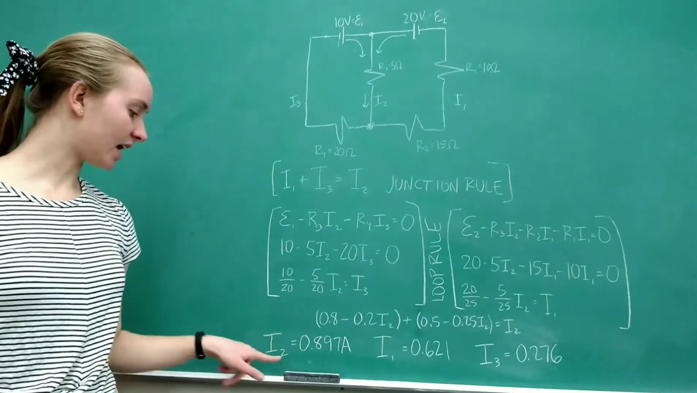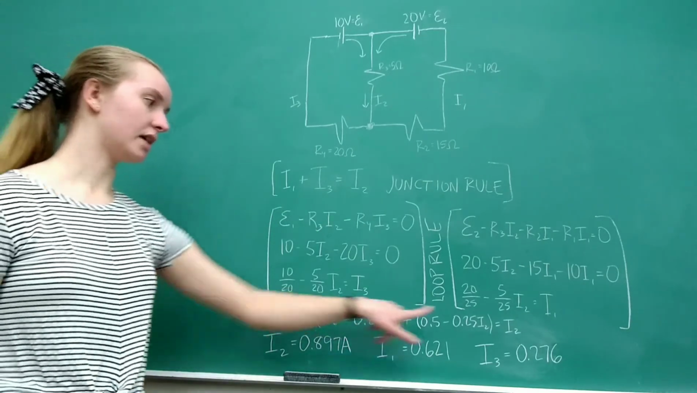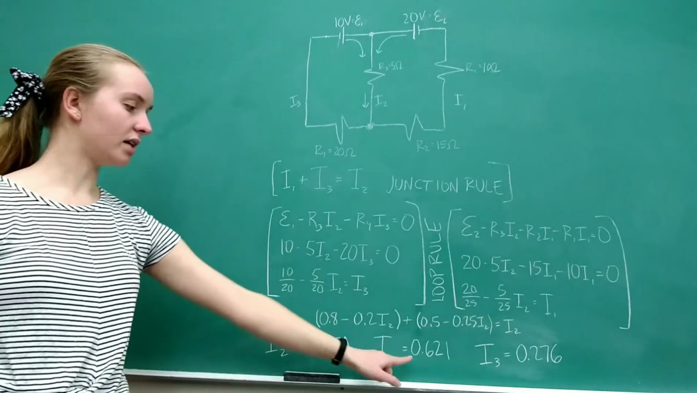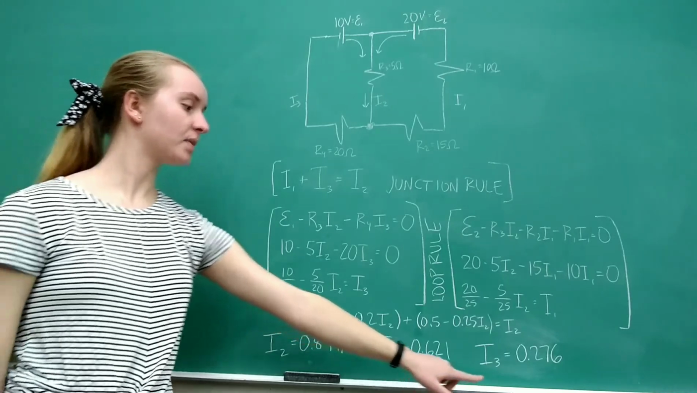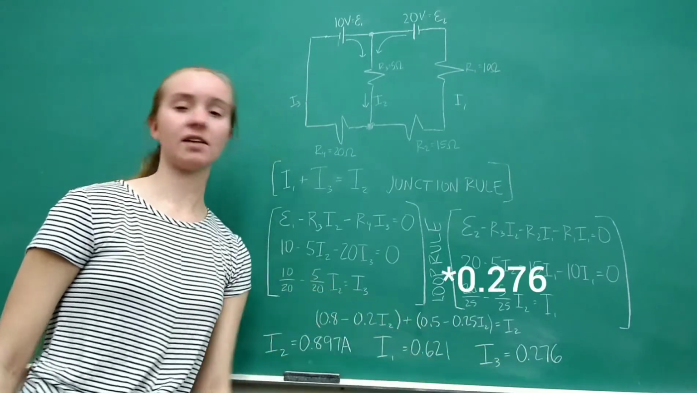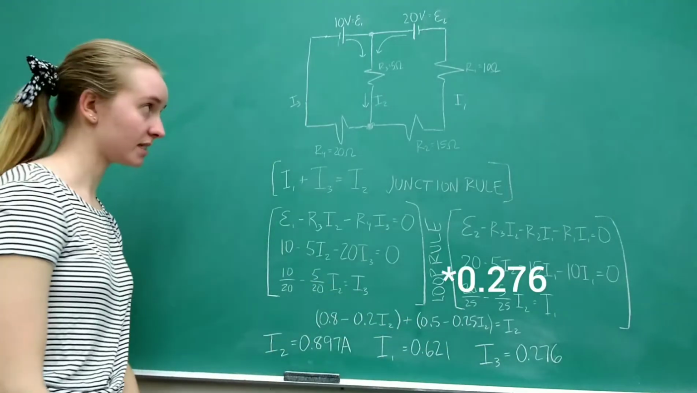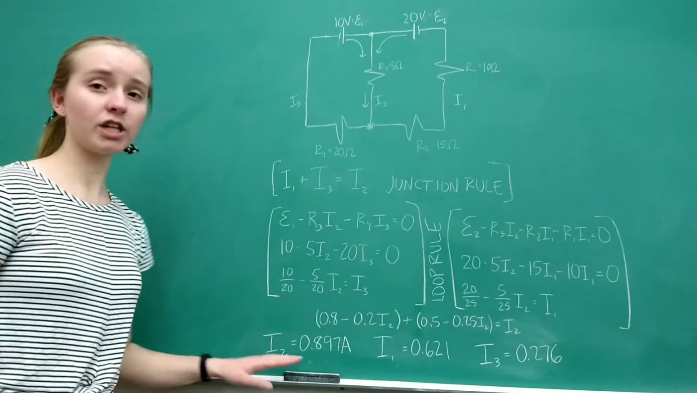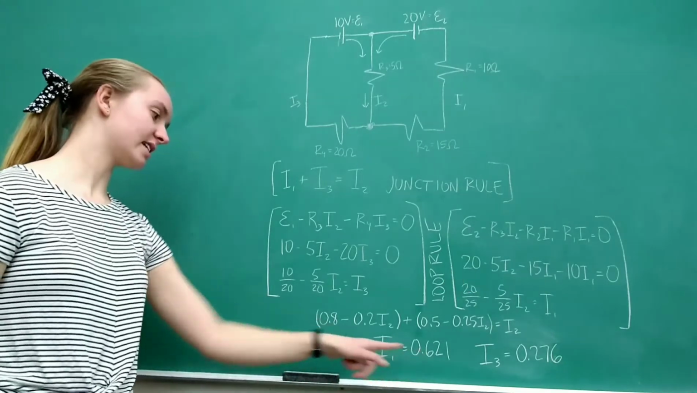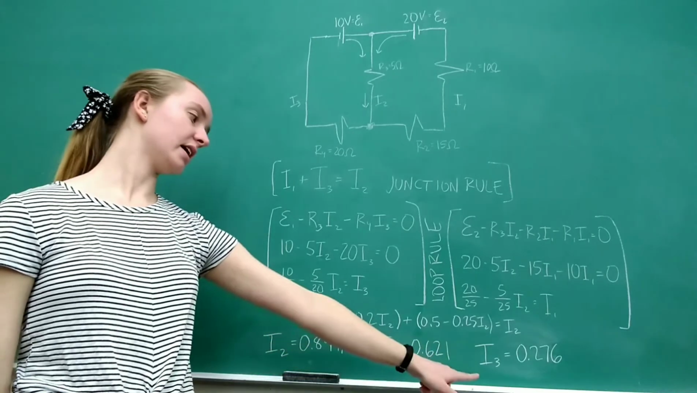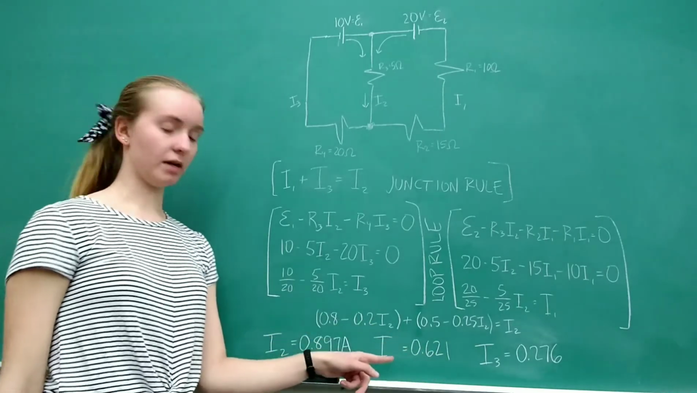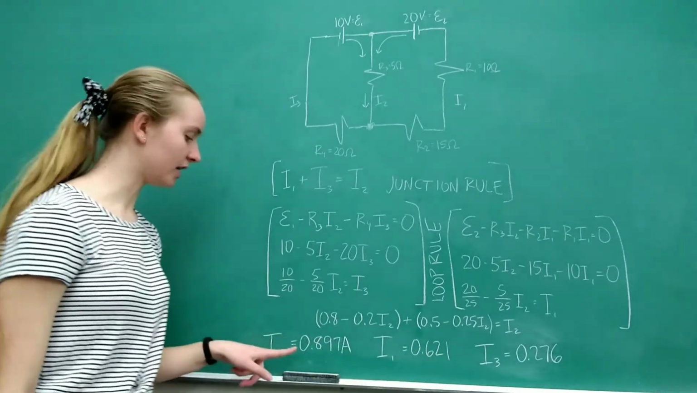And if we plug that I2 back into these equations for I3 and I1, we get that I1 is equal to 0.621 and I3 is equal to 0.276. All of those values are in amps. And we can check this work by adding these together, so I1 plus I3, and we will find that 0.621 plus 0.276 is actually equal to 0.897.